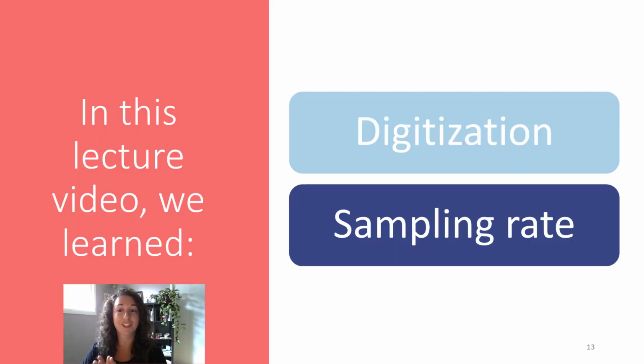Okay, so in this lecture video, we learned about digitization, what that means, and how it relates to biomechanics, how we're able to take these pictures, these videos, and turn them into numbers. And we also learned about sampling rate or sampling frequency and how that might affect our interpretation of motion or movement.